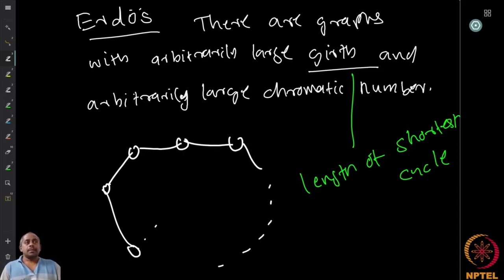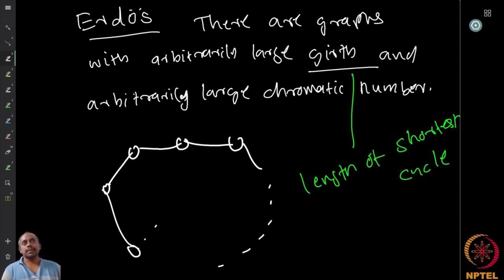So as large as you want, you can make the smallest cycle, I mean the girth, and then you can make the chromatic number also as large as you want. Okay. So this is using the probabilistic method. We will probably not discuss the proof, but we will learn at least some of the tools that are required to work out these details.